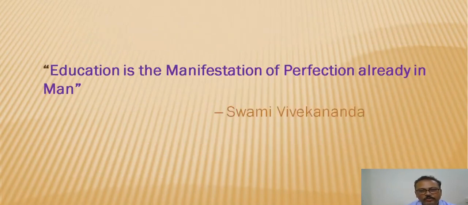The great soul of India, Swami Vivekananda, said: education is the manifestation of perfection already in man. It's not me who said it. That means he believes that all of you are already perfect human beings. It doesn't matter what your rank is or what your category is. He strongly believes that all of you are perfect human beings. The only help education provides is that it allows you to display your perfection. Manifestation means display. So please believe that you are a perfect human being.